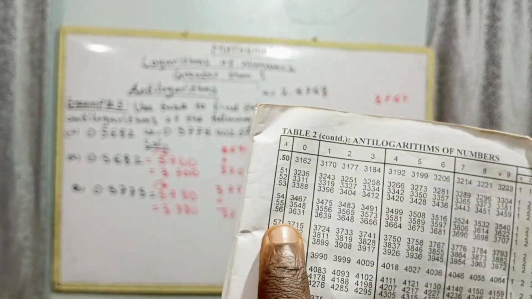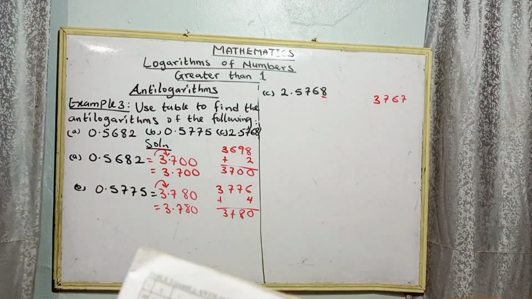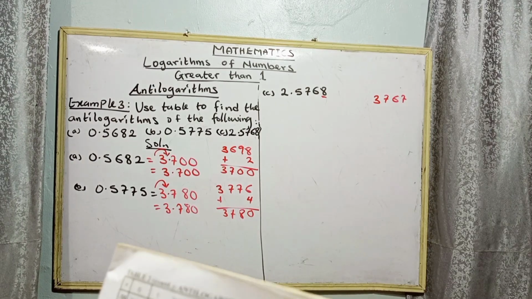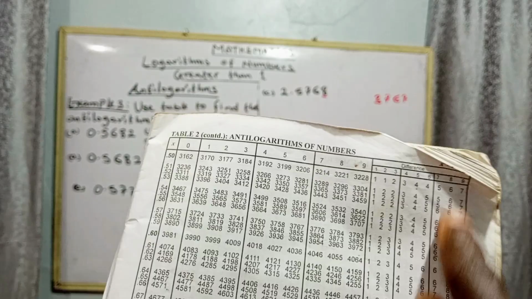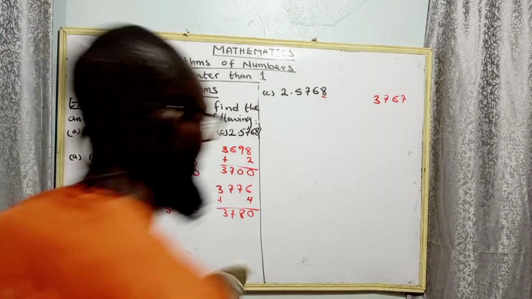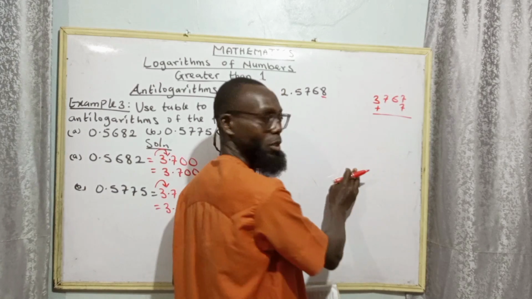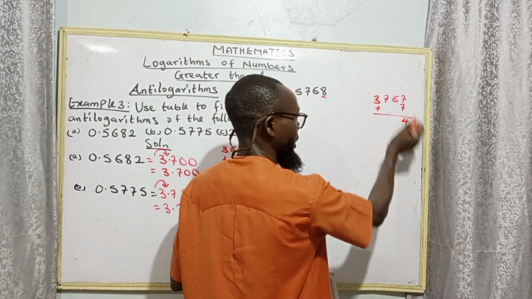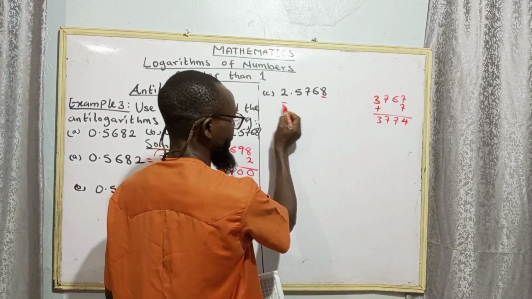Now, difference 8. You go and check your difference. Difference 8 for 0.57 is 7. This is 8 here. You can see 8 here. So difference 8, we have 7. So we add 7 to it. 7 plus 7, we have 14. 4 carry 1. 1 plus 6, we have 7. Then 7, 3. So here, the antilog is 3774.